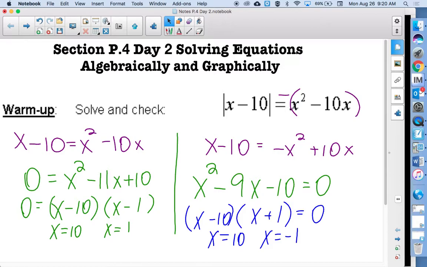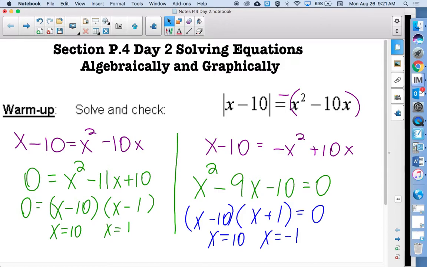We really have 3 answers here. Both of them are 10. The 10 appears twice. But then we have a positive 1 and a negative 1. So we kind of need to see, are all of them solutions? Are 2 of the 3 solutions? Maybe 1 of the 3 are solutions.